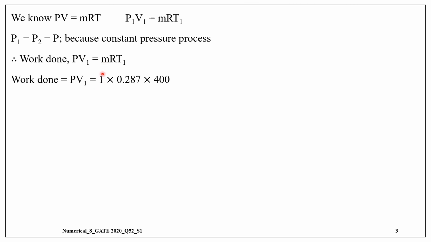1. So the value of mass is substituted here, value of R is substituted here, value of T1 is substituted here. So instead of calculating the product of pressure and volume at state 1, we are calculating the product of mass, gas constant and temperature at 1. These three data are given and their product is equal to the work done. The work done finally is 114.8 kilojoules.